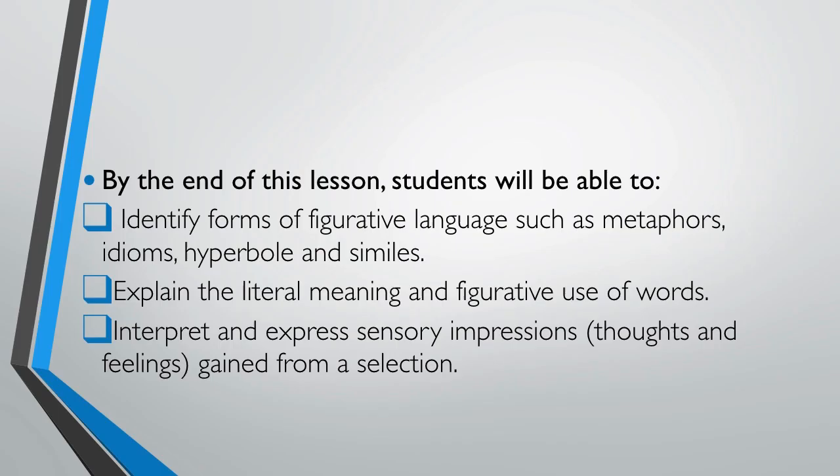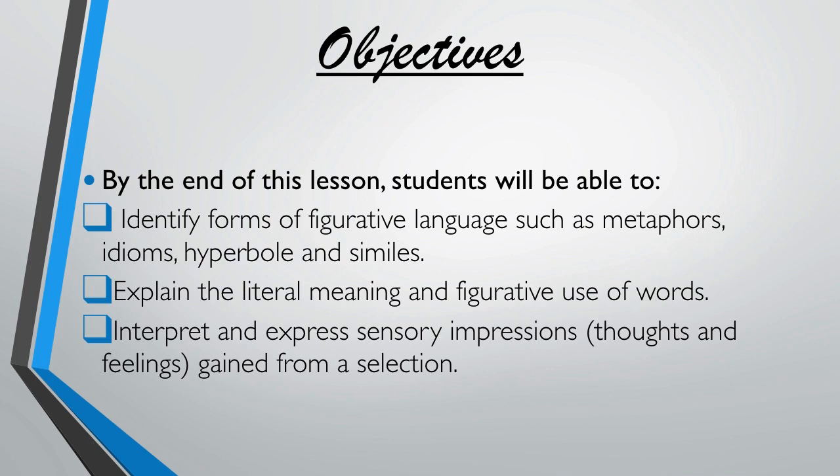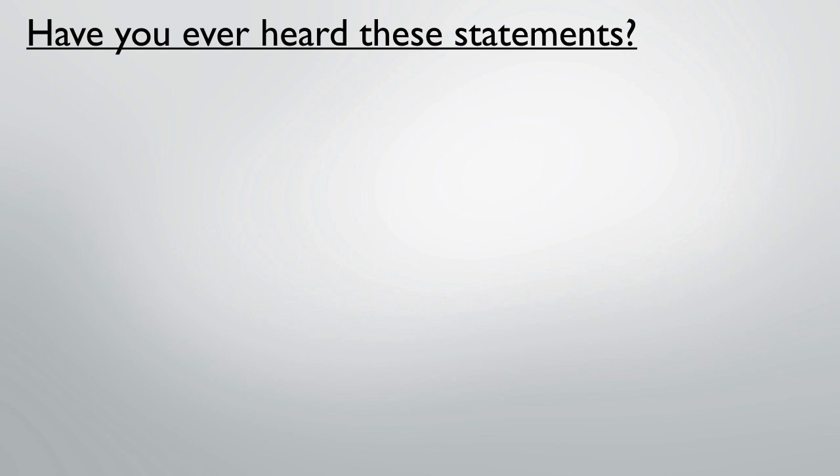Let's go ahead and see what our objectives are for today. By the end of this lesson, students will be able to: 1. Identify forms of figurative language such as metaphors, idioms, hyperboles, and similes. 2. Explain the literal meaning and figurative use of words. And 3. Interpret and express sensory impressions, that is, your thoughts and feelings gained from a given selection. So let's go to our next slide.